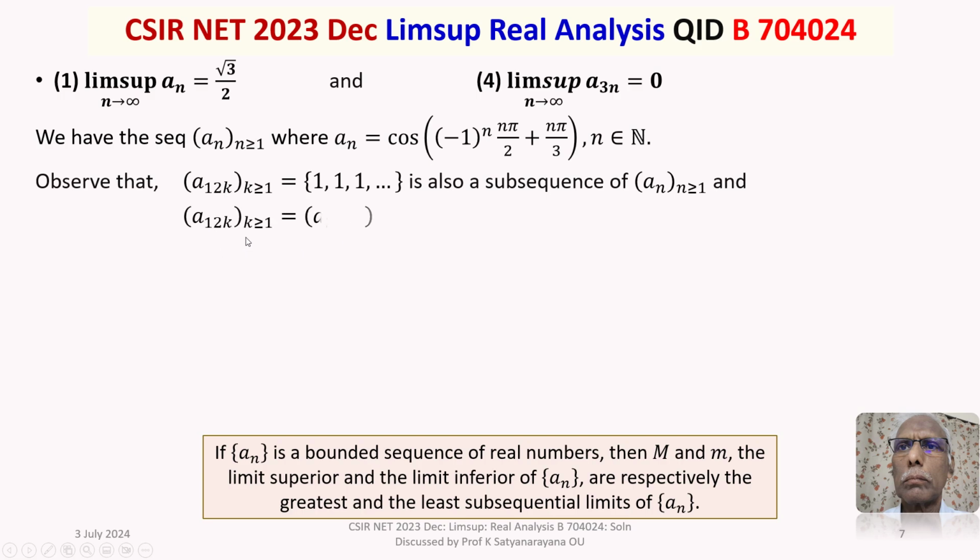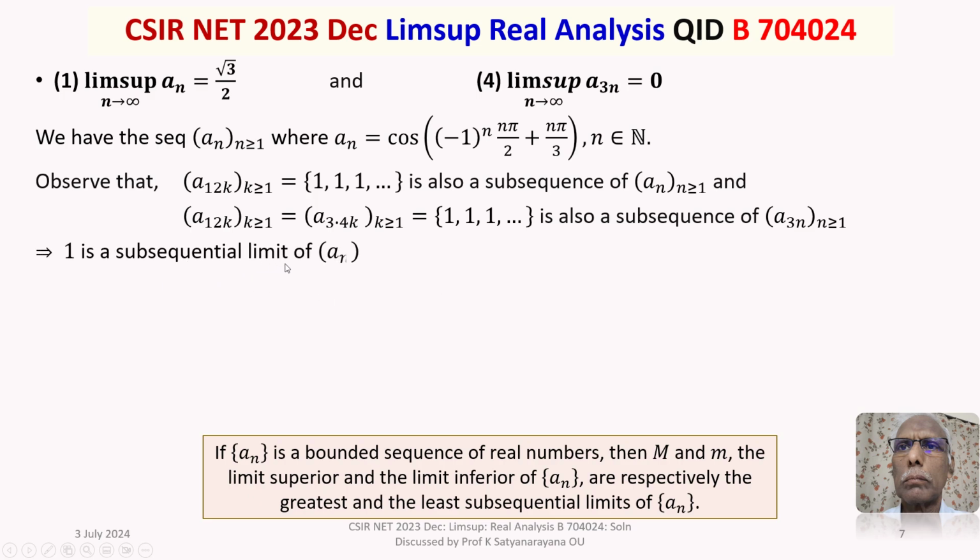So a_12k, k greater than or equal to 1, is a_(3 into 4k), k greater than or equal to 1, which is the same as 1, 1, 1, and is also a subsequence of a_3n because it is a_3 multiplied by 4k. So thus you got these subsequences, and they converge to 1. So 1 is a subsequential limit of this sequence a_n, and 1 is a subsequential limit of this sequence a_3n.